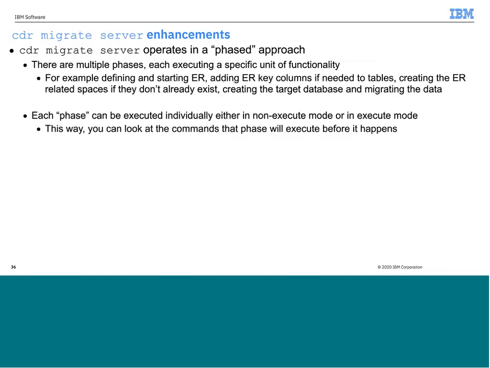Okay. So Migrate Server works in a phased approach. There are multiple phases to this, each one doing a specific subset of functionality of the migration process. And the other thing is, these phases can be executed either in an execute mode where it actually does the work, or a non-execute mode where it builds a text file and says, this is what I would do if you let me go wild and actually run this. And what's nice is you can take that text file, make any modifications you want to it, and then just run it manually if you'd like.